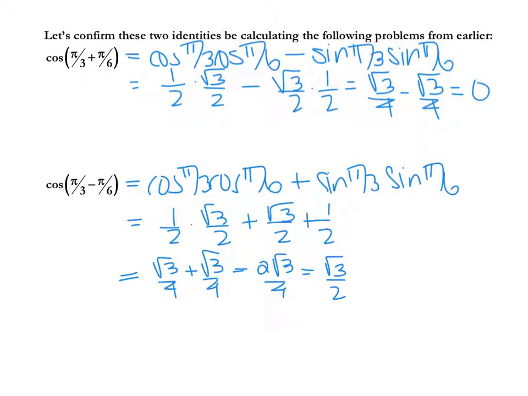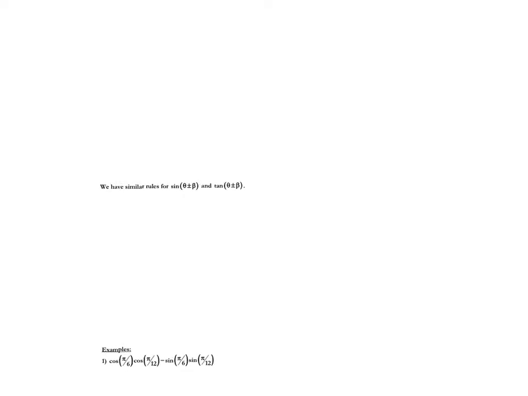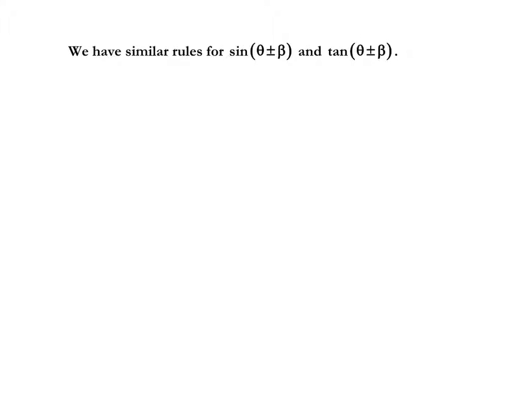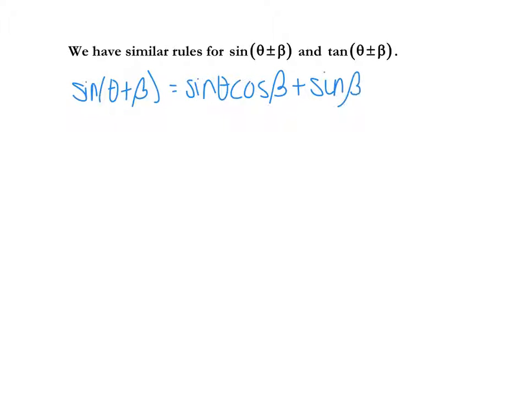All right, so let's add on to our identities. So sine of theta plus beta is a little bit different. I think this one's a little bit tougher to memorize. So you first take the sine of theta, but then you take the cosine of beta. Sine's the same sign, and then you take sine of beta, cosine of theta.